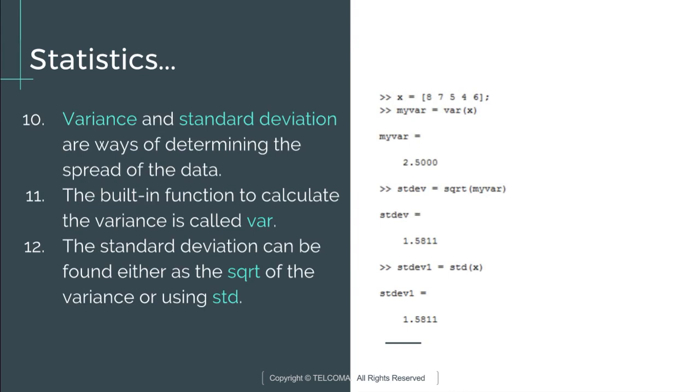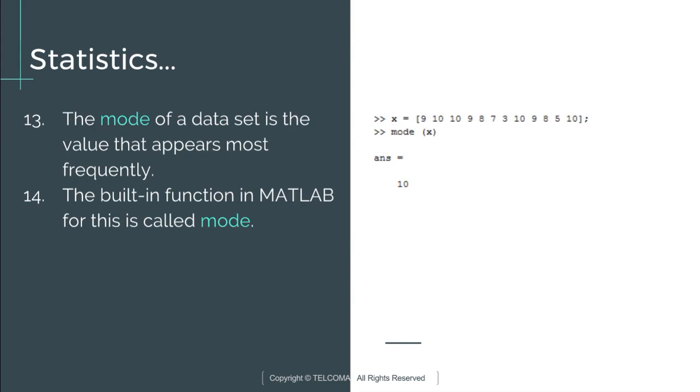The built-in function which is used to calculate the variance is called var. And in order to find the standard deviation, you can just use the function std, or you can also find the standard deviation by using the square root of variance. Like first find the variance of the dataset, then find the square root of that variance, which gives you the standard deviation of that data.